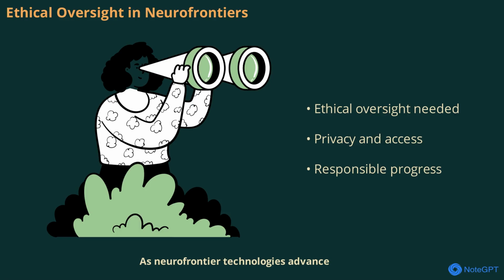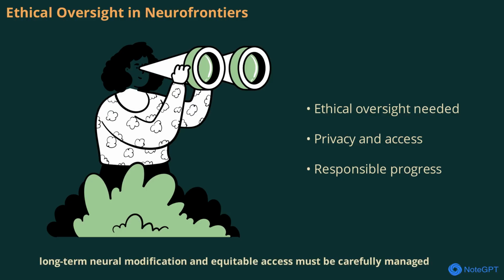As neurofrontier technologies advance, ethical oversight becomes increasingly important. Issues like data privacy, long-term neural modification, and equitable access must be carefully managed. Regulatory frameworks and ongoing dialogue between scientists, clinicians, and the public are essential for responsible progress.